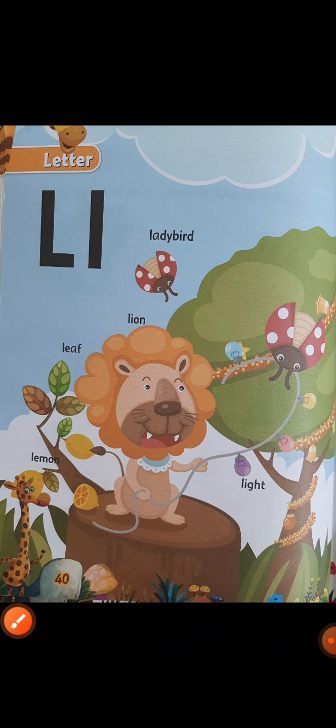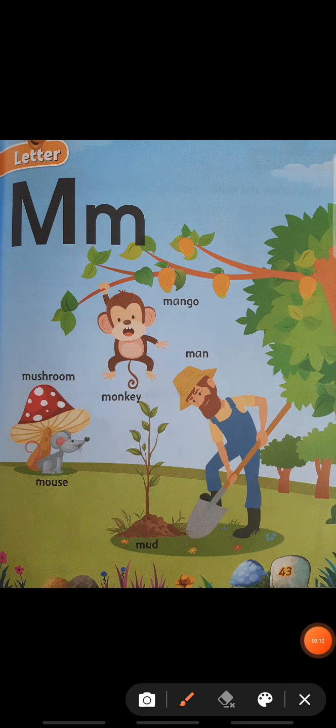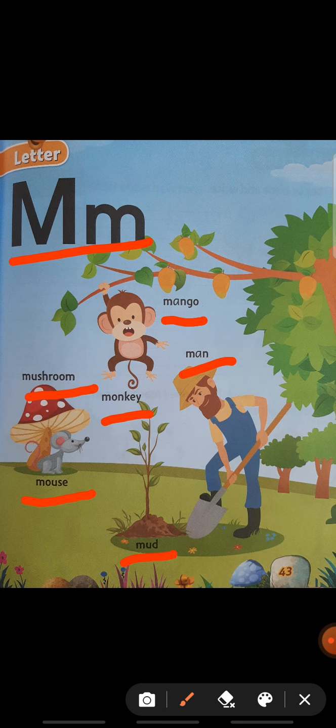Okay. So next letter, M. M for mango. M for man. M for monkey. M for mushroom. M for mouse. M for mud. Yes. So now you have to repeat it.